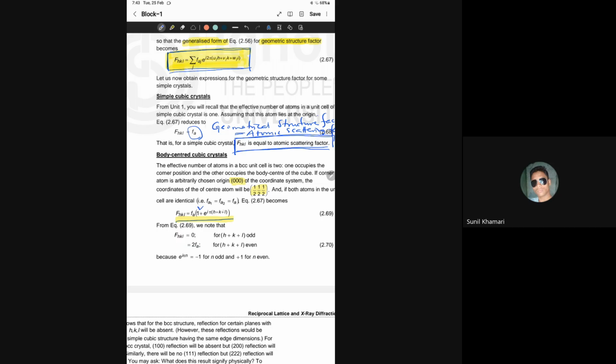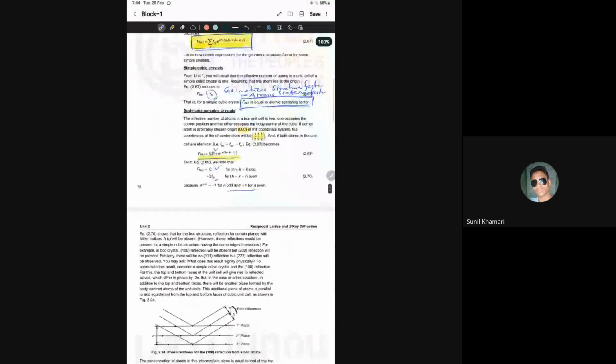So if h plus k plus l is an odd number, then e to the power i pi into (h plus k plus l) will be equal to -1, so the result will be 0. And if it is even, then it will be equal to 2Fa. That's what it is telling you over here.